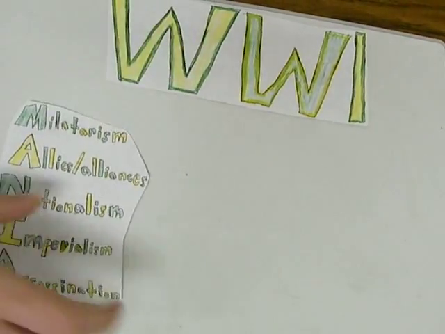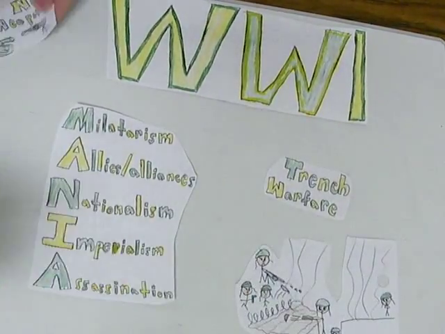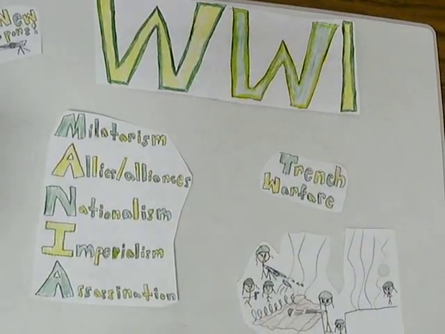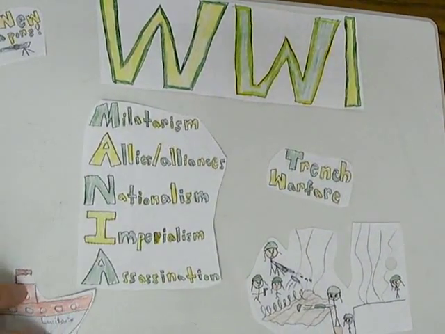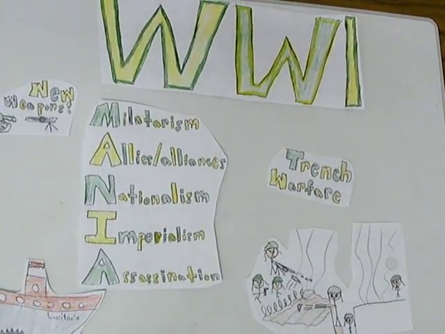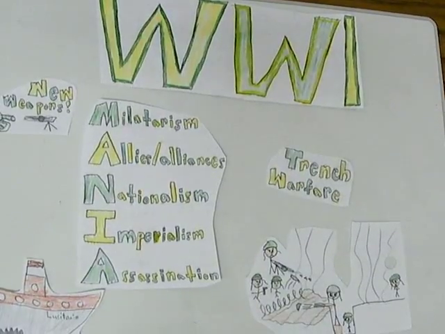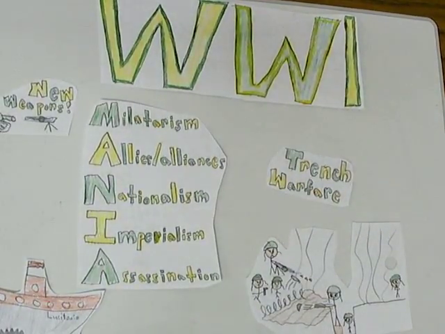There were many causes that led to World War I. There were militarism, alliances, nationalism, imperialism, and assassination. This is known as MANIA. The Triple Alliance was Germany, Austria-Hungary, and Italy. The Triple Entente was France, Russia, and Britain. The Triple Alliance lost World War I, and Germany was blamed for everything.